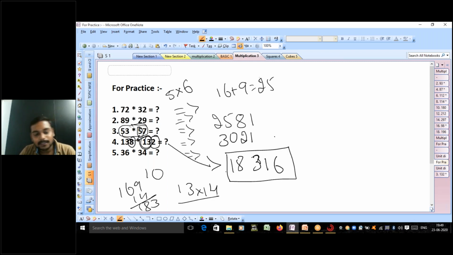Next one, 36 multiply with 34. Here sum of unit place number is 10 and the remaining numbers are same. 6 fours are 24. Just take any one number in the 10th place, multiply the 10th place number with the next consecutive number, that is 4. 3 fours are 12.